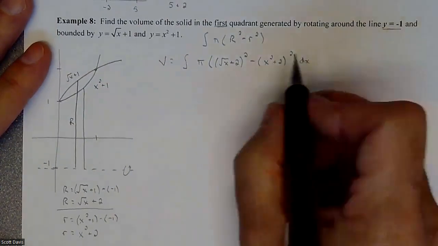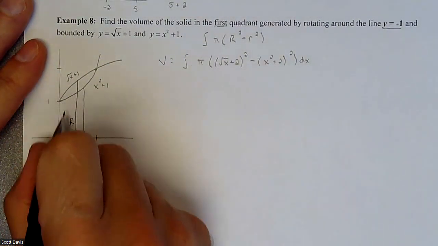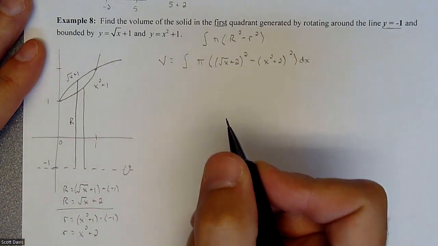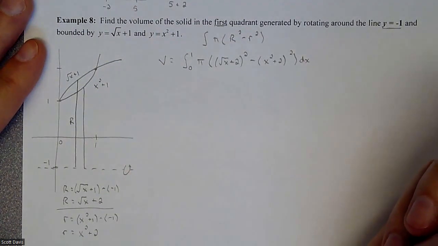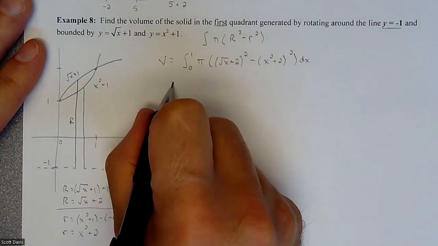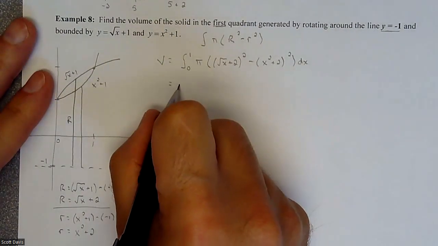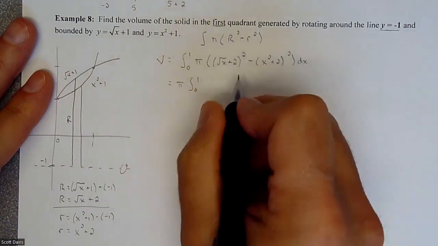All right, so here's our math. Our bounds is we're going to go from 0 to 1. Right? That's where they intersect each other. All right, so let's do the math on this. So everything looks good. Let's take the pi out always. We're going to go 0 to 1 of this equation.